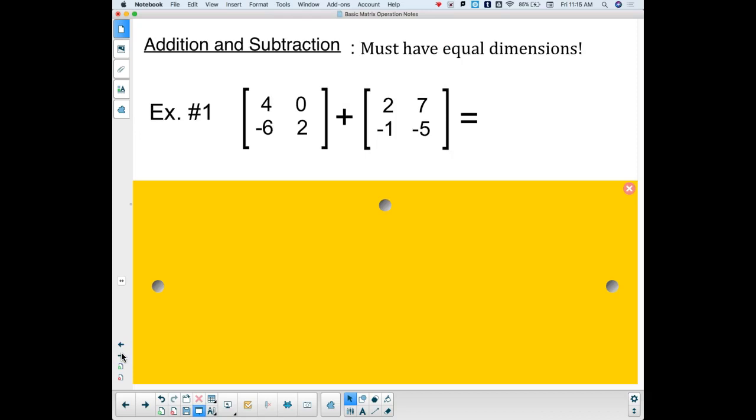With addition and subtraction, the very first thing that you have to check is whether the matrices have equal dimensions. If they do have equal dimensions, you can add or subtract them. If they don't have equal dimensions, you're done. They cannot be added or subtracted. And I'll say that again for emphasis.